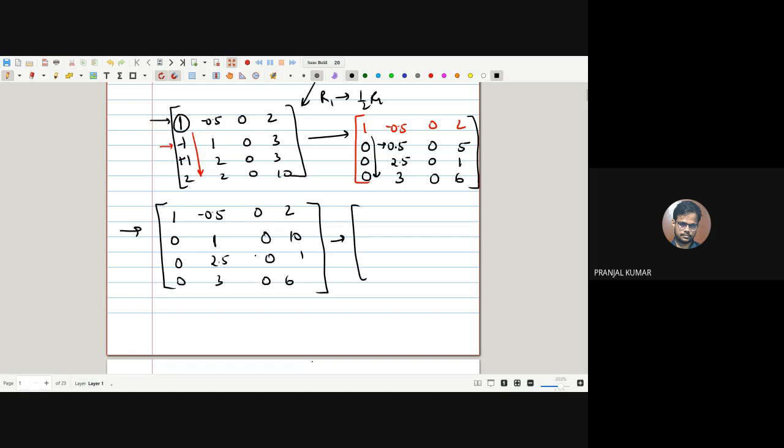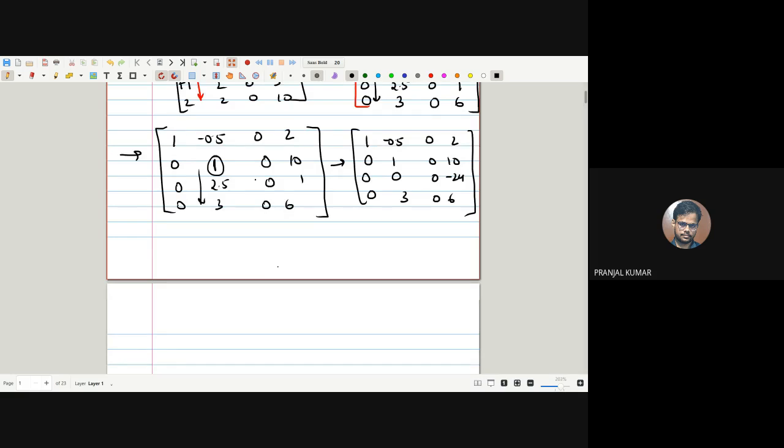Okay, now I'm going to start cleaning down this pivot. So this will become 1, minus 0.5, 0, 2. Okay, so this will become 0, 1, 0, 10. So I'm going to subtract 2.5 times row 2 from row 3. So this will become 0, 0, 0. 2.5 times this would be minus 24. Then this will become 0, 3, 0, 6.